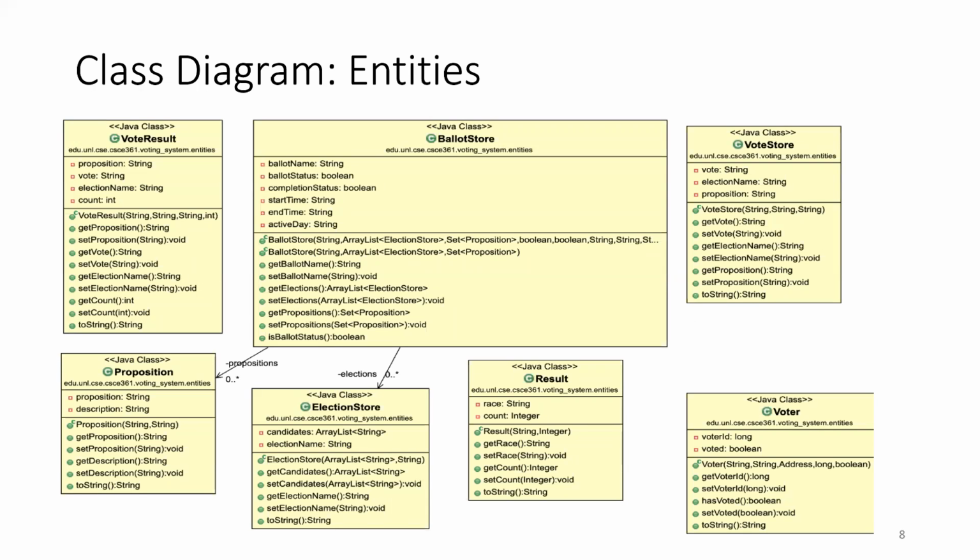This is the class diagram for our entities package. This basically has the classes that help in the creation of ballots and getting the results from the votes of the user or the whole election.